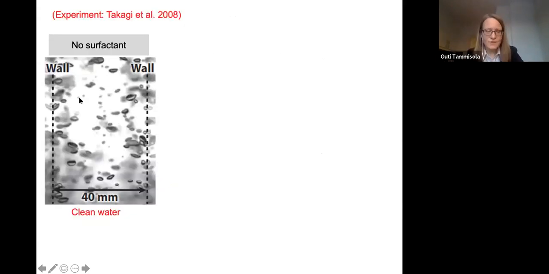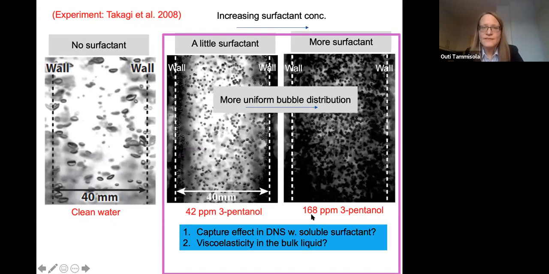Okay, so I want to look at the experimental result first, because this is the reality. Here we have clean water without any surfactant, and you see that the bubbles are more concentrated towards the walls than in the center of the channel. But if we add surfactant, then the more surfactant we add, the more uniform becomes the bubble distribution. So we get more and more bubbles in the center of the channel instead of at the walls. And this particular figure is with the surfactant called pentanol. So we wanted to first be able to capture this effect in numerical simulations, and also we want to study what is the effect of viscoelasticity. Maybe viscoelasticity also has a contribution in this.